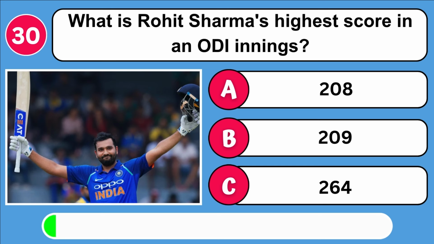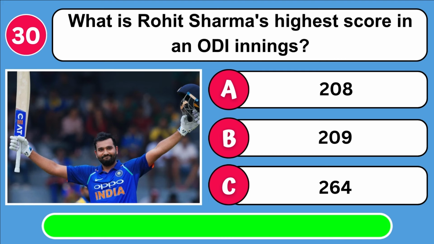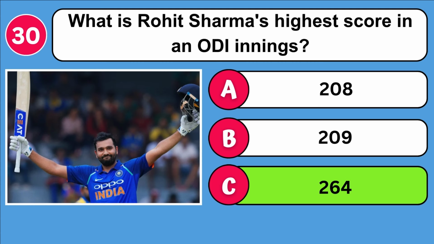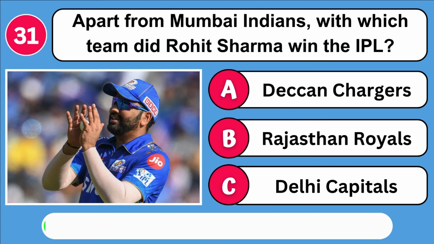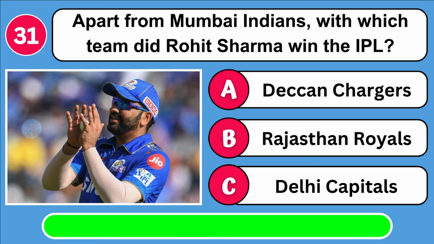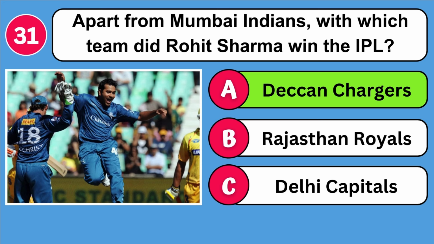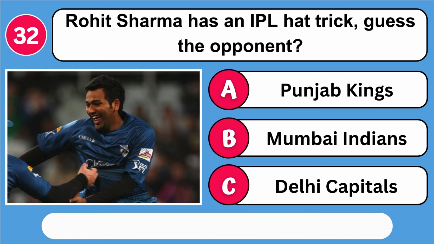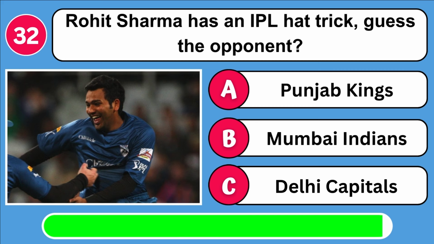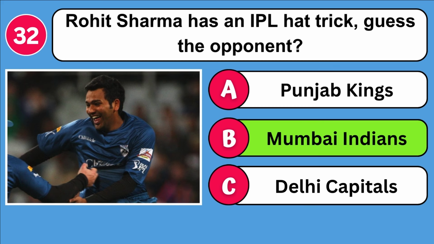What is Rohit Sharma's highest score in an ODI innings? 264 runs. Apart from Mumbai Indians, with which team did Rohit Sharma win the IPL? Deccan Chargers. Rohit Sharma has an IPL hat-trick. Guess the opponent. Mumbai Indians.